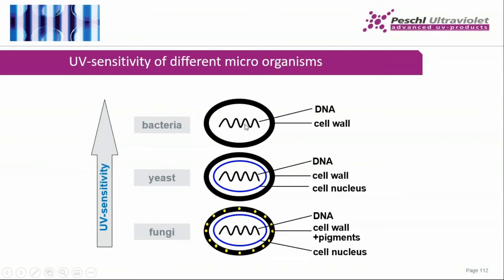Let me say we have the DNA inside. If we have a bacteria or a virus, we only have a cell wall to get to the DNA. So that means we have only one door to pass. It's really just an example. If we have a yeast, we have a knuckle more, that means we have two doors to go inside. And if we speak about fungi, we also have a pigmentation on the outside of the microorganism. So to understand it easily, it's more a reflection instead of an absorption.